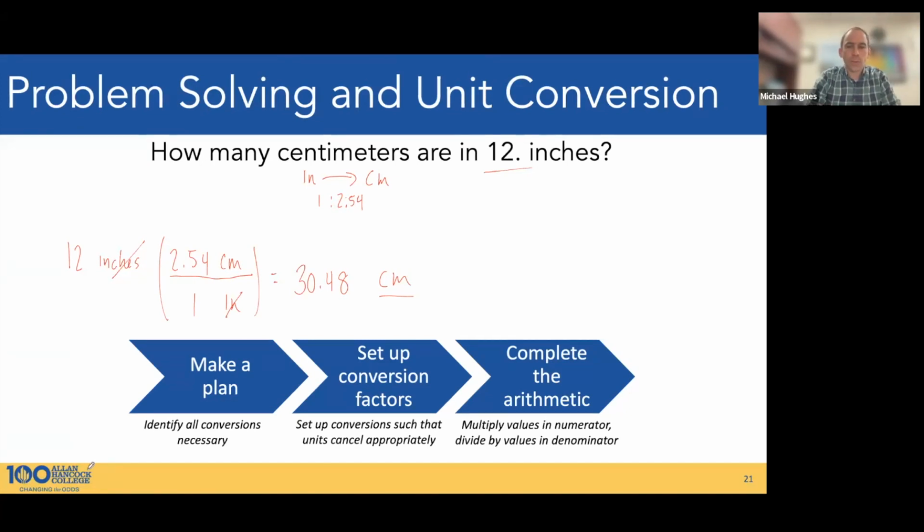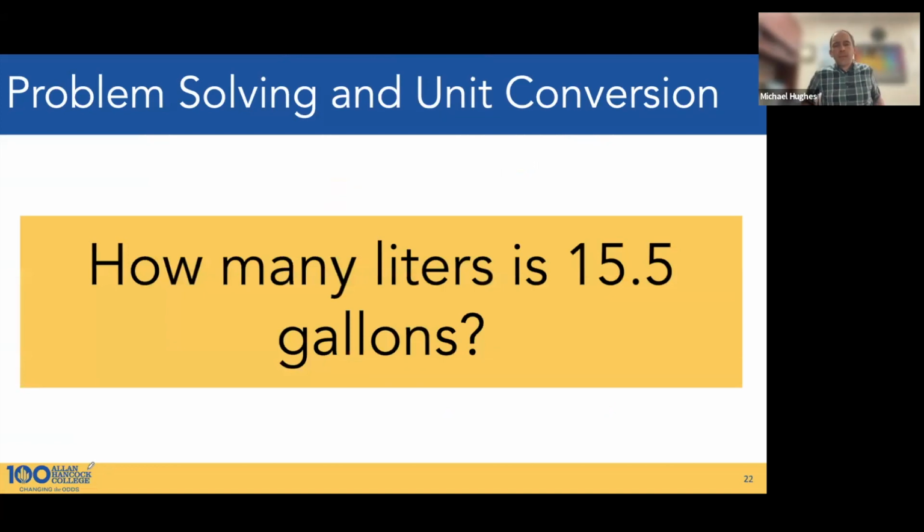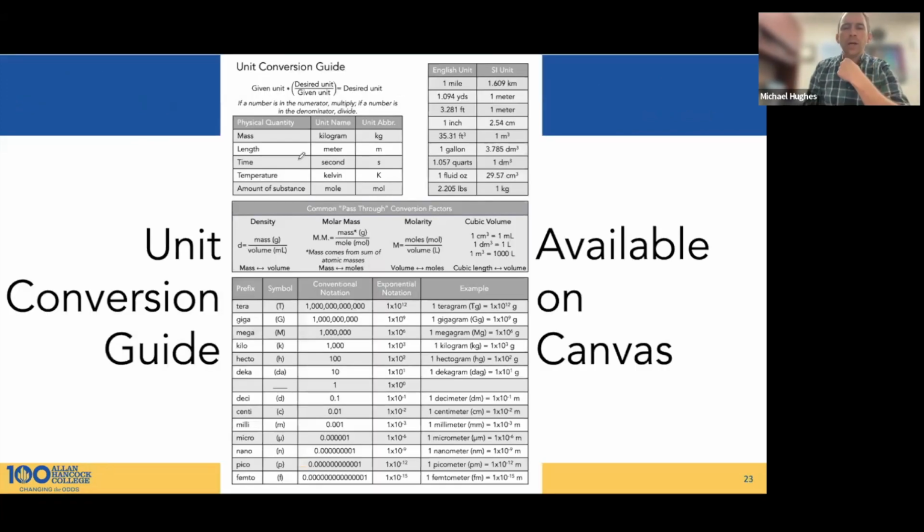Let's try one more. This one might be a little tricky. Let's see what we can do here. How many liters is 15.5 gallons? So we have 15.5 gallons. We want to know how many liters. So here I have gallons to decameters cubed. I don't have gallons to liters on my list. But down here, I have 1 decameter cubed is 1 liter.